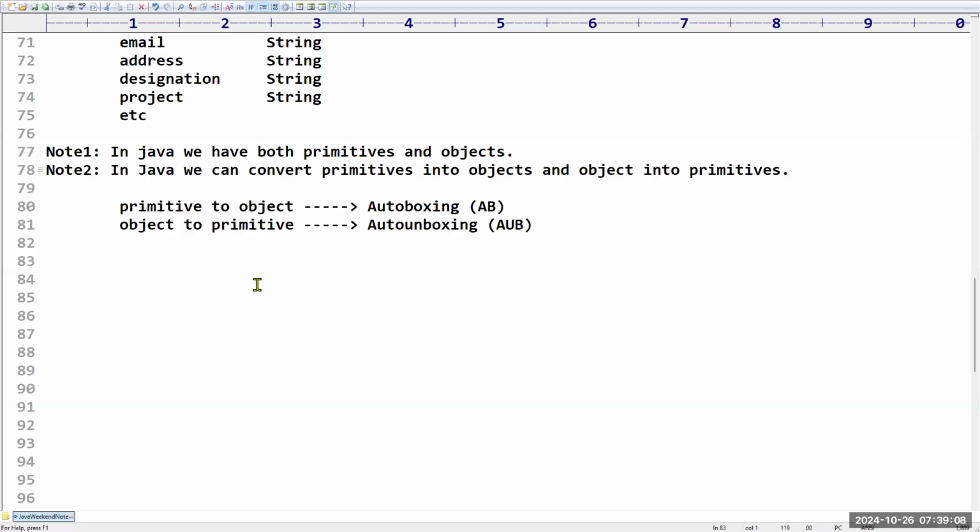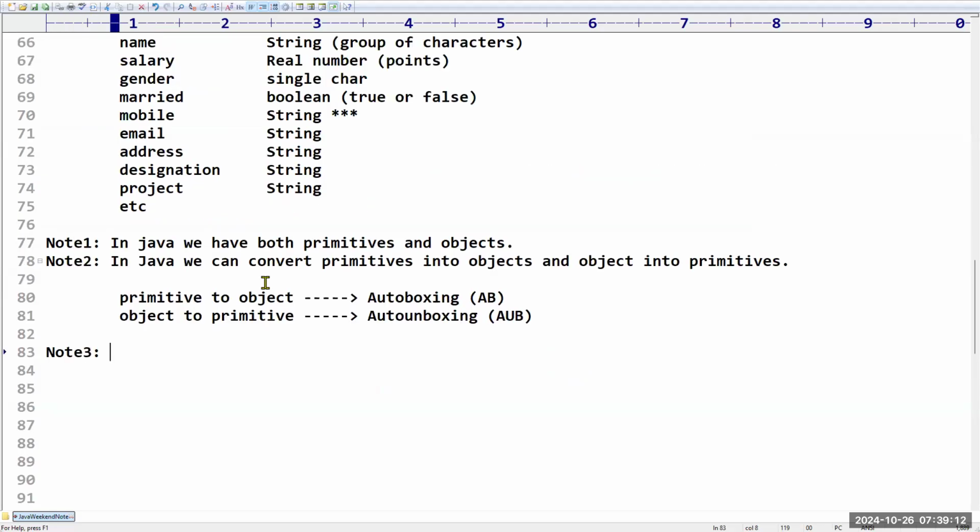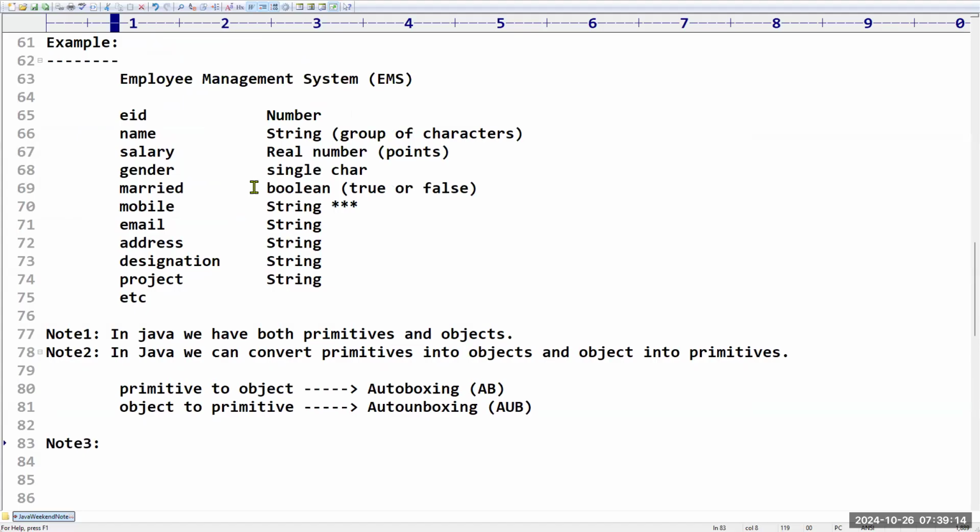Right. Now I have one conclusion, so you have to tell. By observing this employee management system, a sample project which I have analyzed, tell me which is the most commonly used data type in this? Anyone? String.